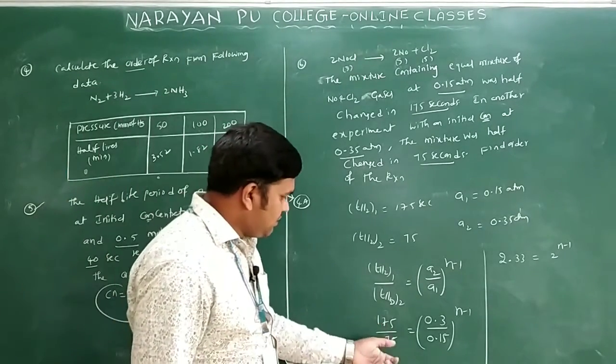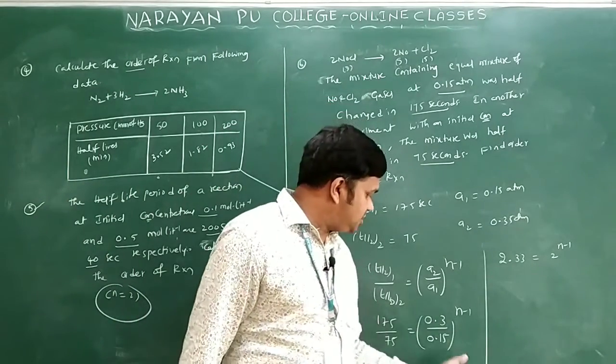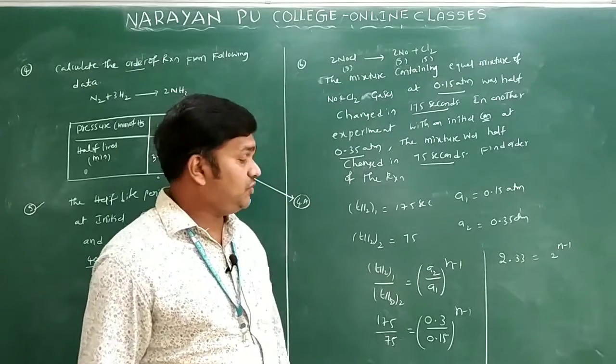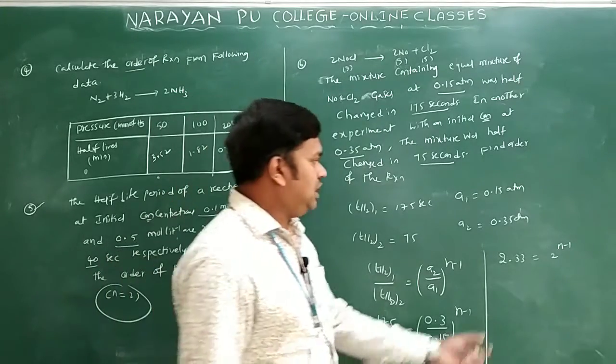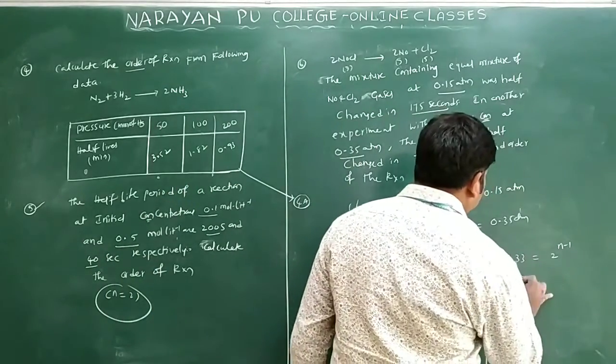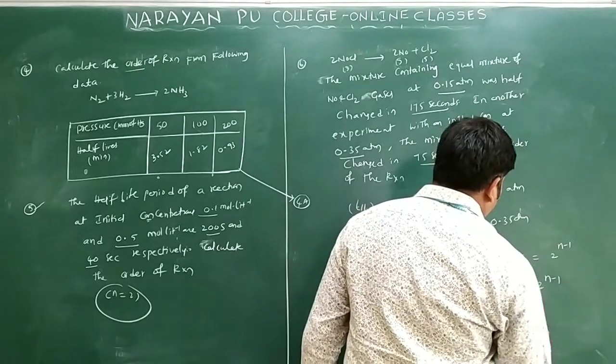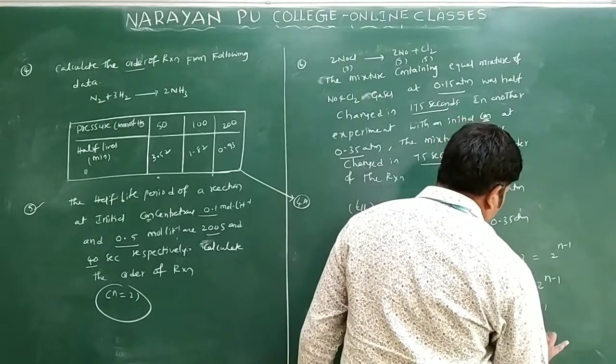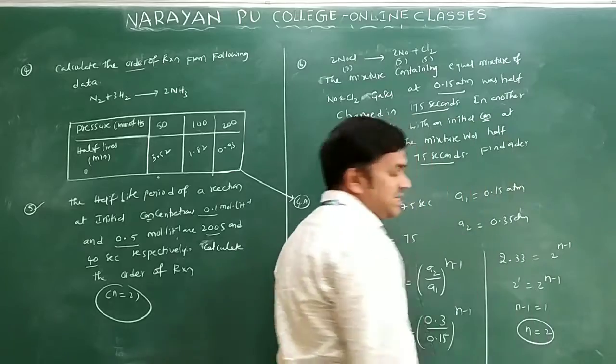So 175 by 75 will get 2.33, that is equal to 0.35 by 0.15, which will get 2, power n minus 1. Approximately I will get 2 as a value. So 2 power n is equal to 2 power n minus 1. So n minus 1 is equal to 1. n is equal to 2, second order.